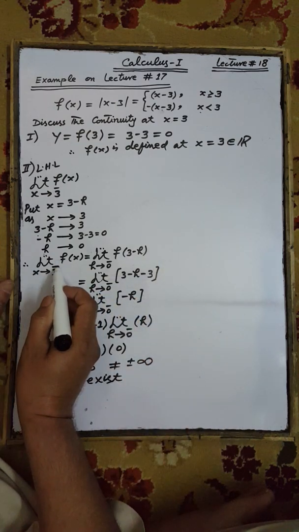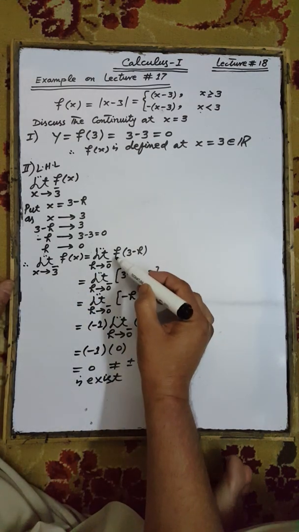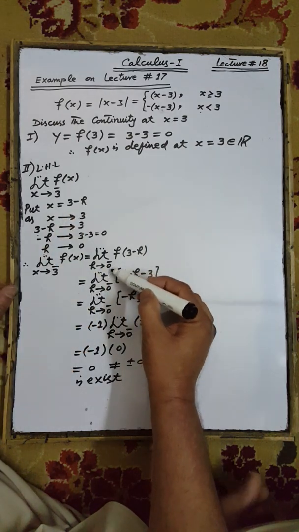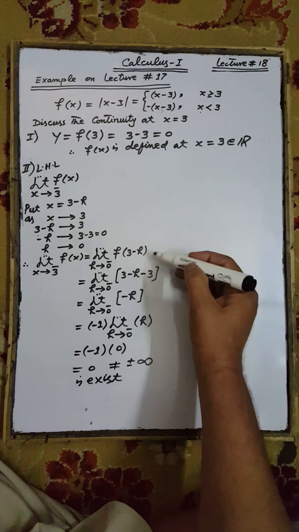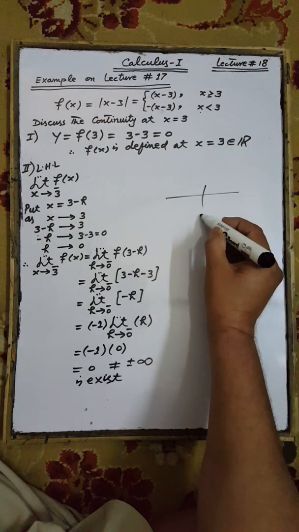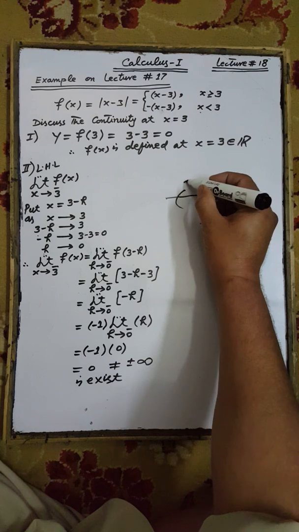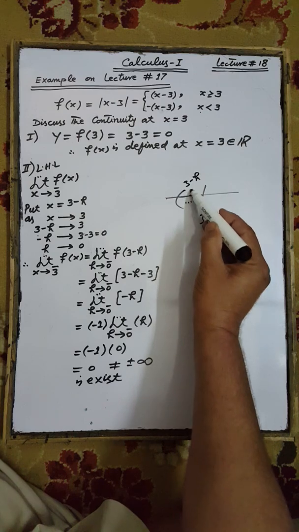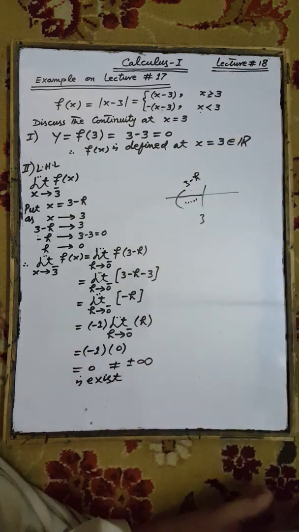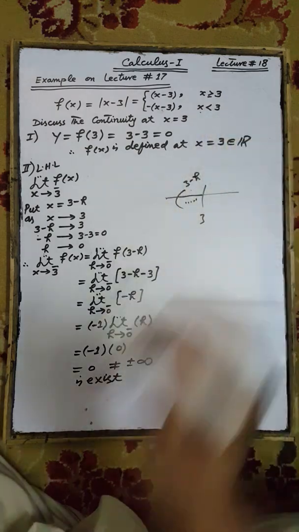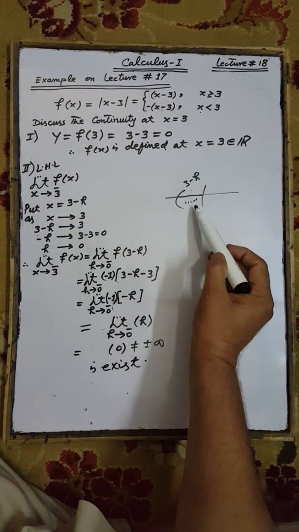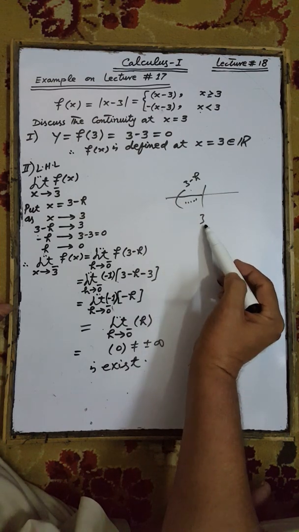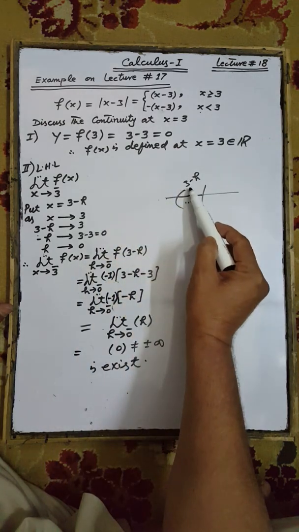which is indicated by the negative symbol, this symbol. And f of x, replace x by 3 minus h, limit h tends to 0, f of 3 minus h. And for this function, this point is on the left hand side of the neighborhood of the point 3, which is less than 3. And the points on the left hand side of the neighborhood of the point 3 are in the form of 3 minus h.